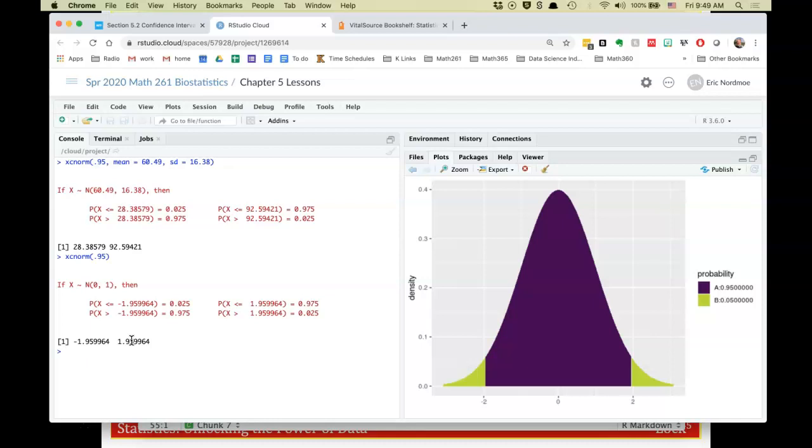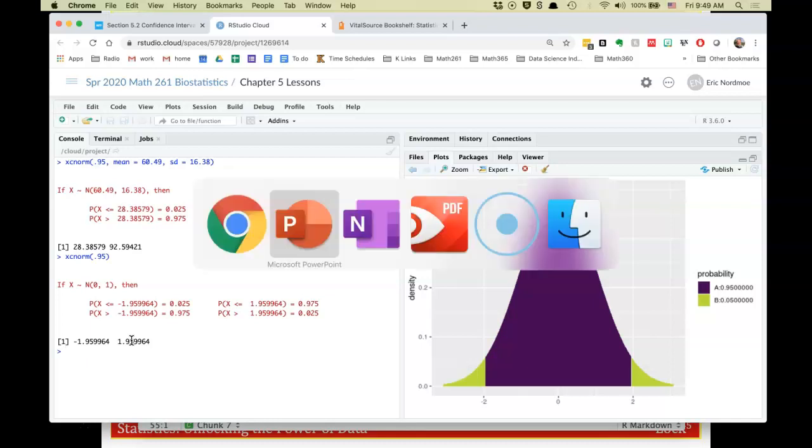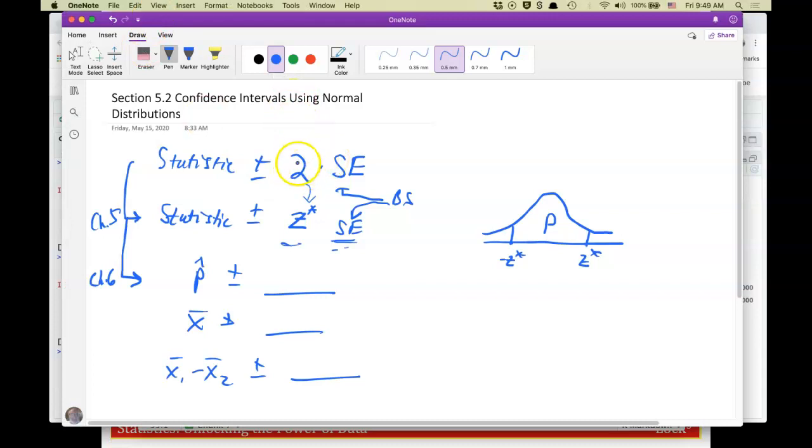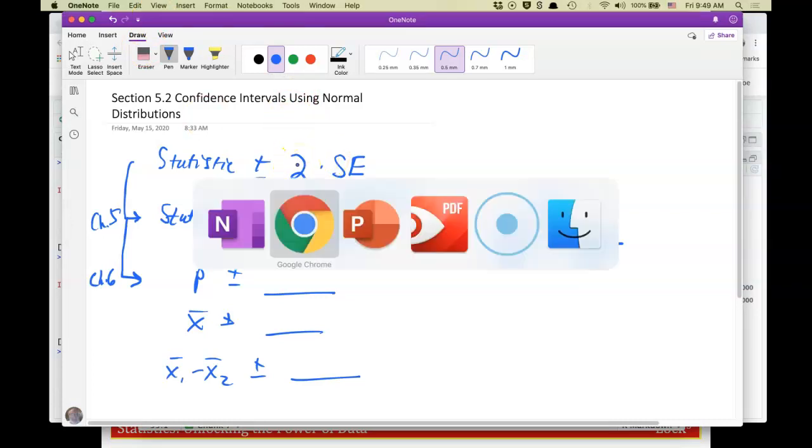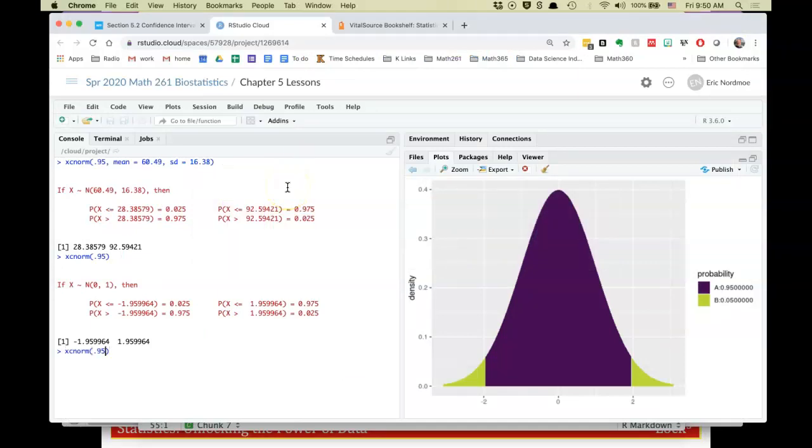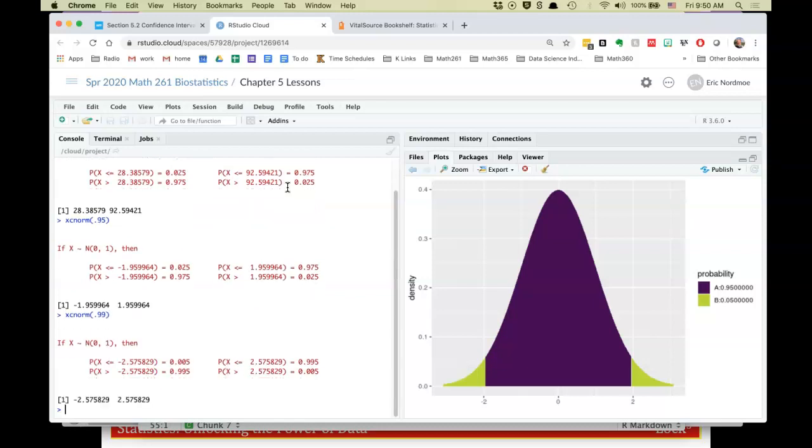So you can see the 2 that we've been talking about all along is really an approximation, right? The exact value for 95% would be 1.96. If we wanted 99% confidence, we'd have to increase that multiplier, right? Because the intervals would have to be wider to contain the parameter 99% of the time. So it gets expanded out to 2.58. 2.576 is actually the multiplier.